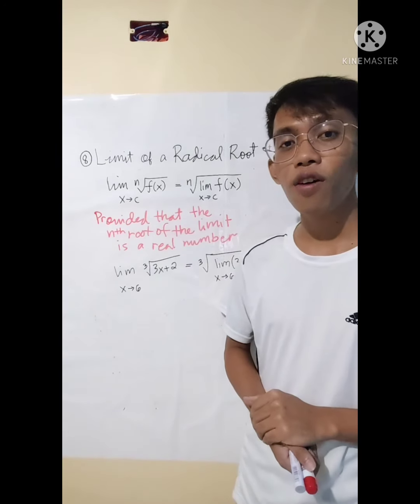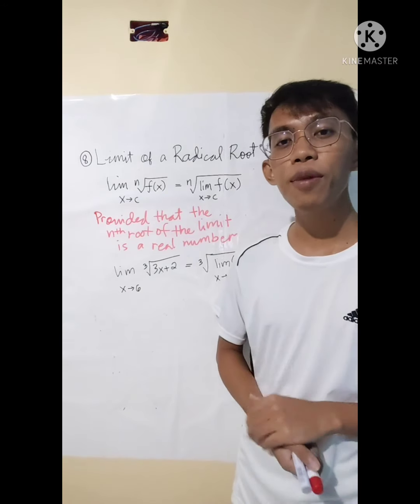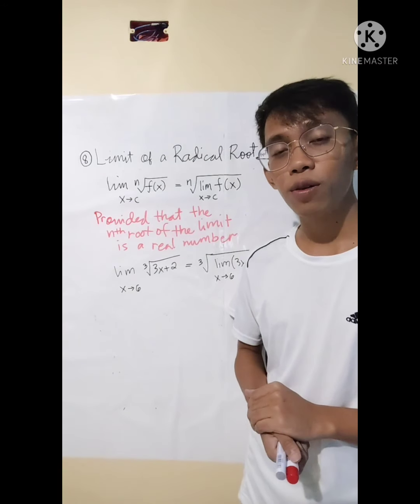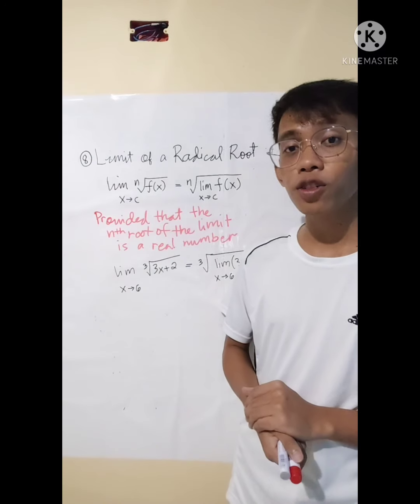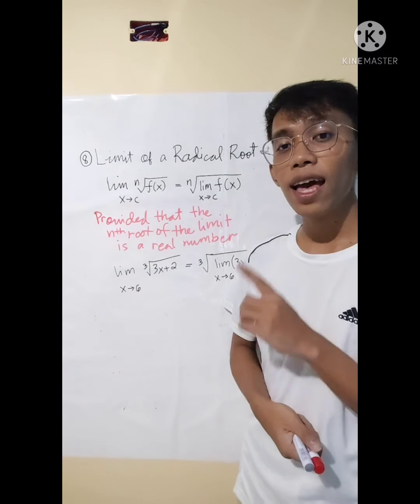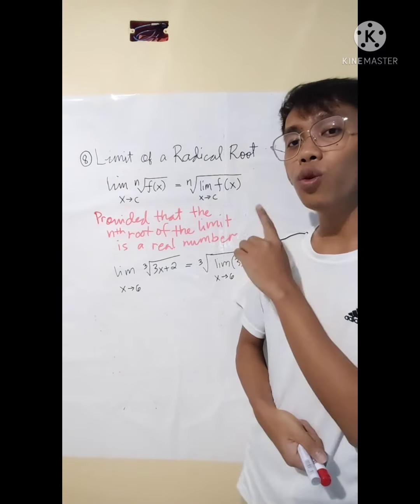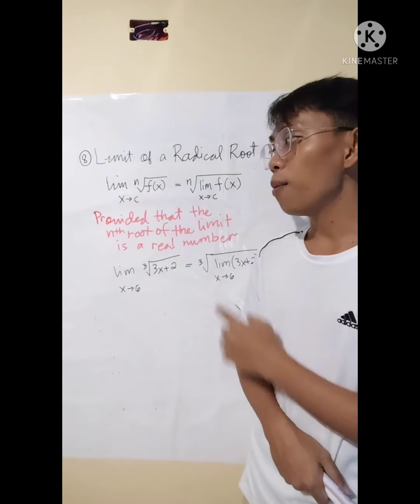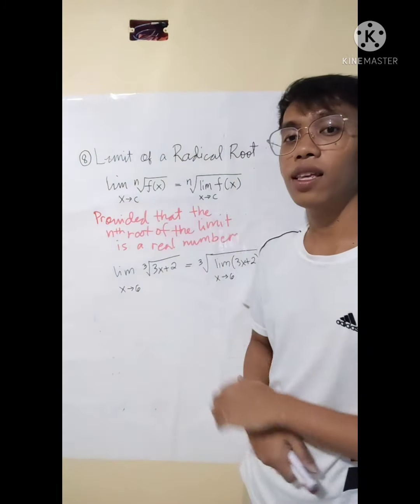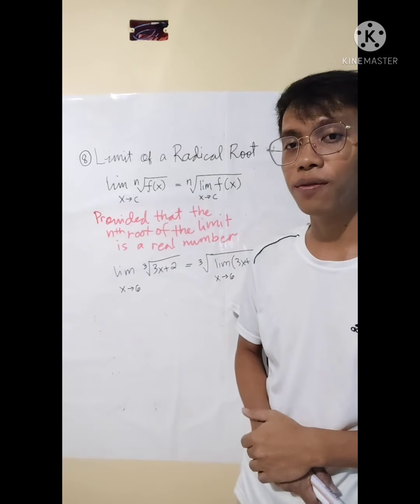Number 8, limit of a radical root. Ang sinasabi naman nito, ang limit daw ng nth root of a function ay equal lang daw sa nth root nung limit nung function as x approaches c, provided that this limit is a real number.